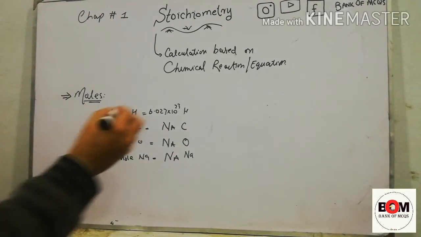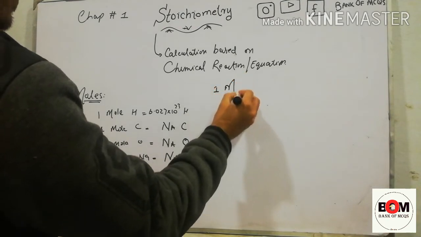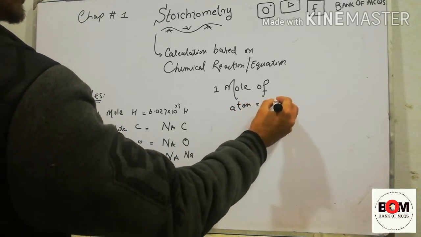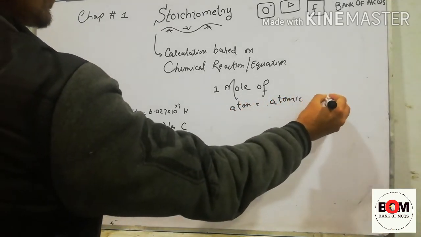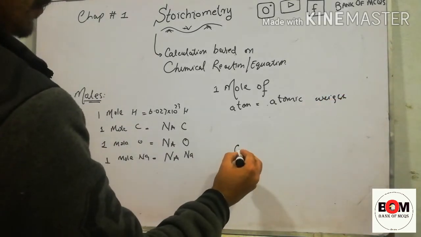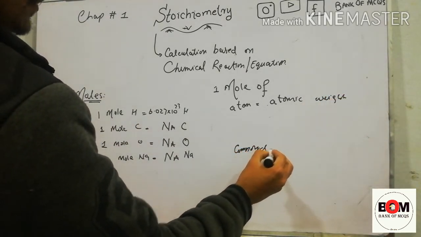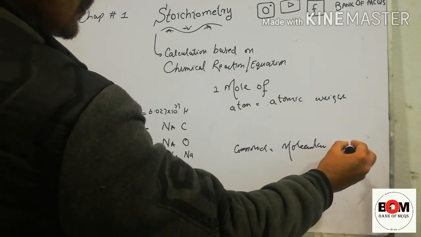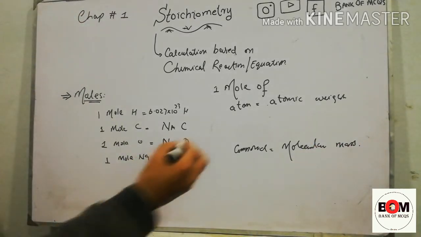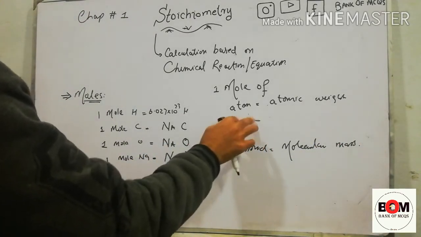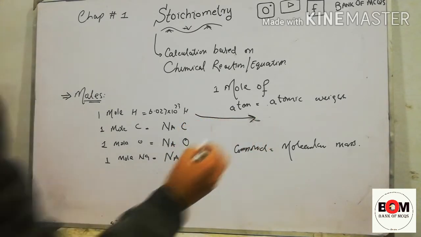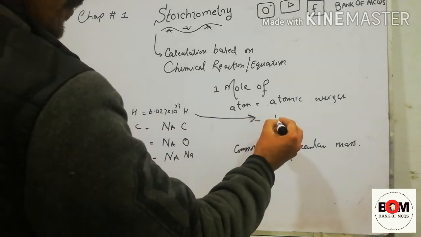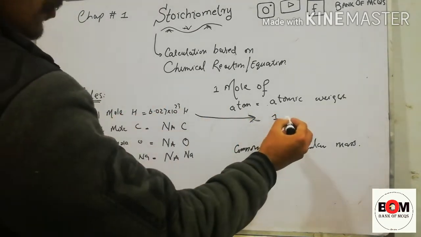1 mole of atoms has a mass in grams equal to its atomic weight, and 1 mole of a compound, whether a molecular compound or an ionic compound, has a mass in grams equal to its molecular weight or molecular mass. For example, the atomic weight of hydrogen is 1, and for H2 it is 2. So 1 mole of hydrogen means 1 gram.